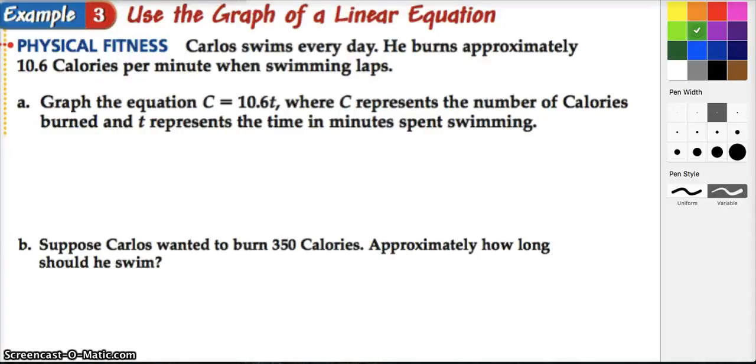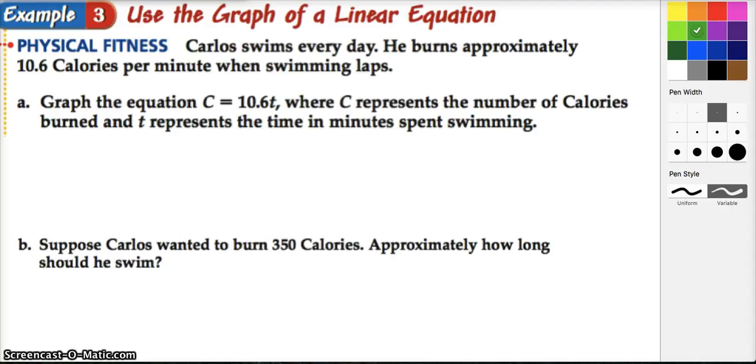All right, so we've been talking about linear equations and we're in section 4 or 5, and this is the part 2 video. Here we are with example 3. So we're going to use the graph of a linear equation in this particular example to help us solve a problem. So here we go.